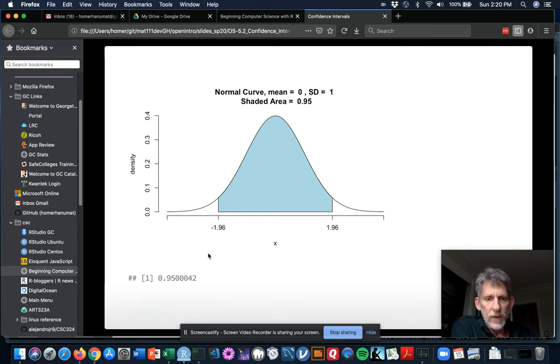And as you can tell, the area under the standard normal curve between minus 1.96 and 1.96, that shaded blue area here, is just about 95%, 0.95 to several decimal places. So the 1.96 connects us to this 95% confidence that we say we have in that interval.